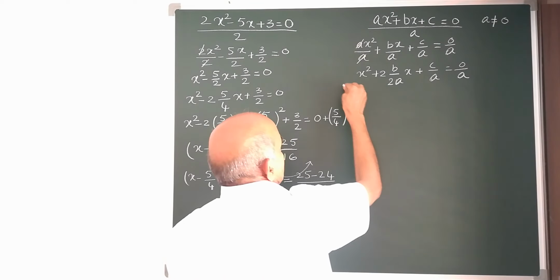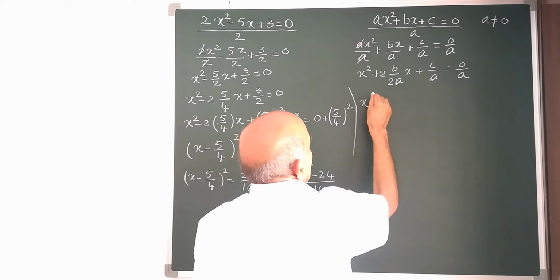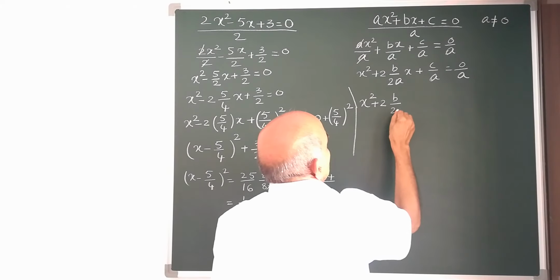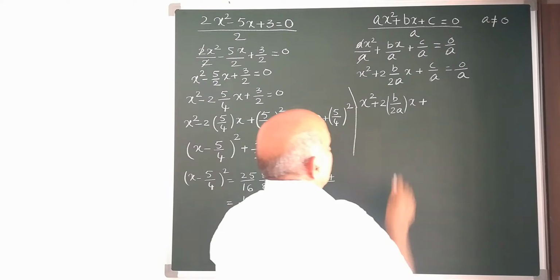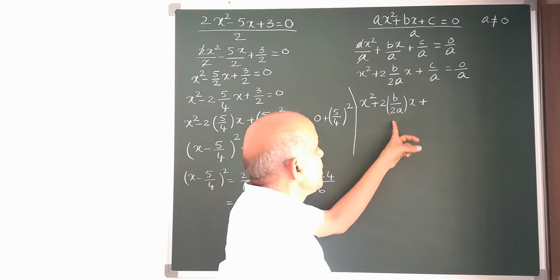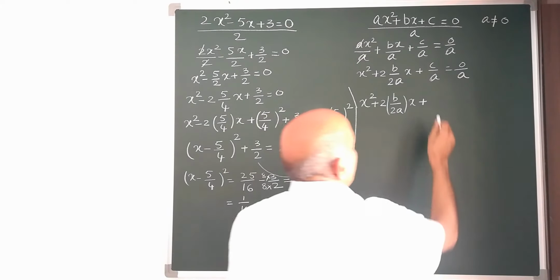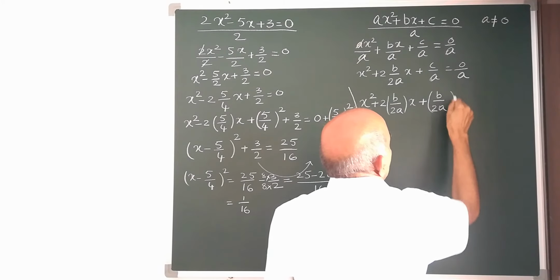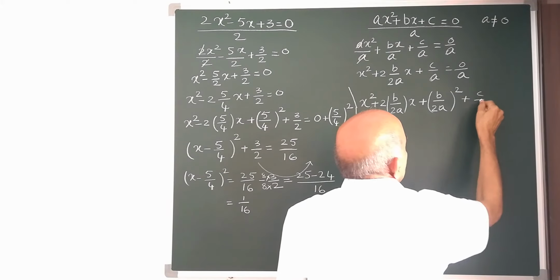So this becomes x square plus 2 b by 2a of x plus, so this is a square plus 2ab. So we have to add b square, that is b by 2a whole square. We have to add b by 2a whole square, and c by a is already there, so c by a.